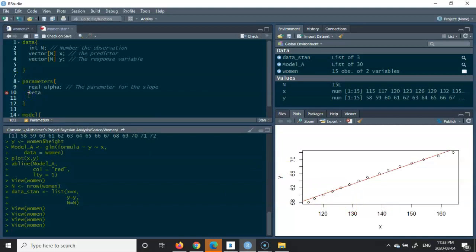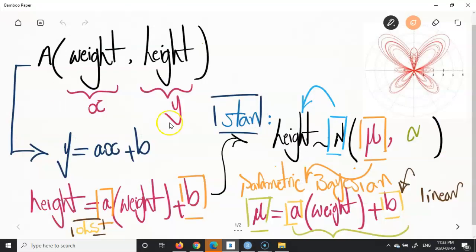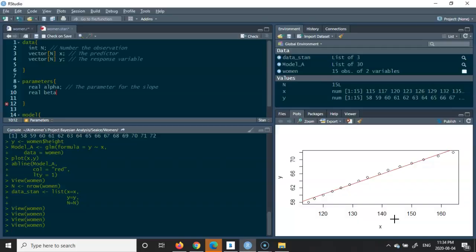Then I know that this parameter is also real. It can be real, that's right, because for the intercept, it can take any real number. You can just remind yourself from the basic math that you learned even in high school: the intercept, b, is on the real axis. That's why we define it as a real number in the parameter block inside the rstan script.